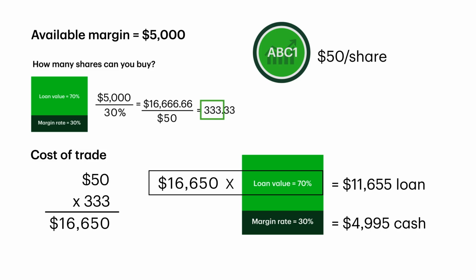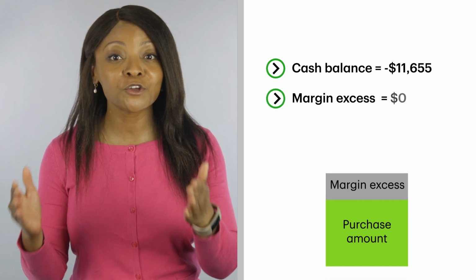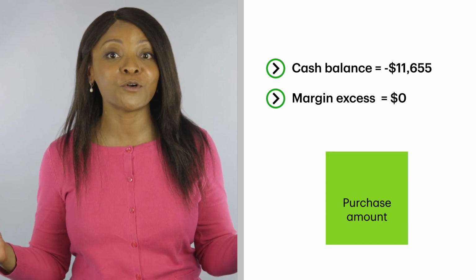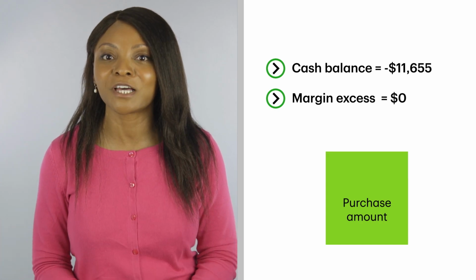Alternatively, you can also subtract $4,995 from $16,650. This results in a loan value of $11,655. If you go ahead and place this trade, your new cash balance will be negative $11,655, and your new margin excess would be $0. This is an extreme example where we're using every single dollar available.